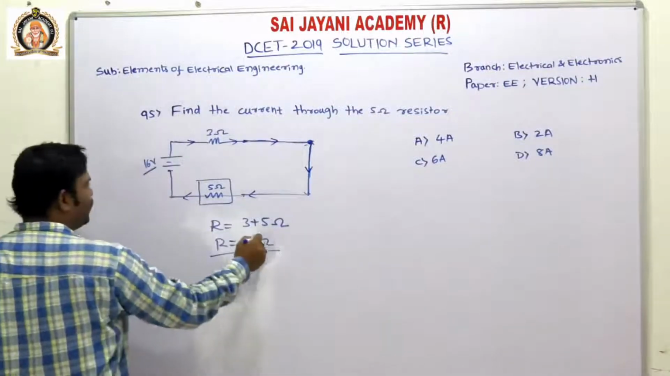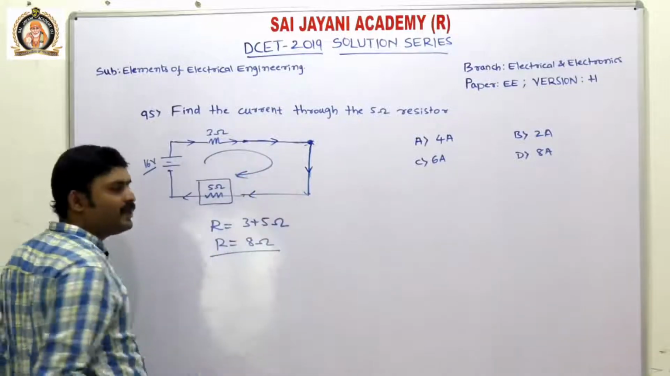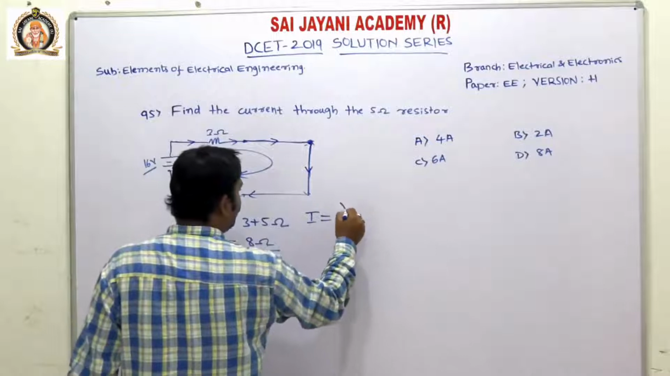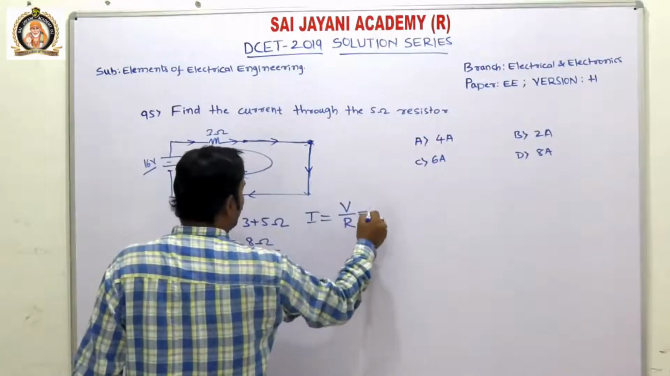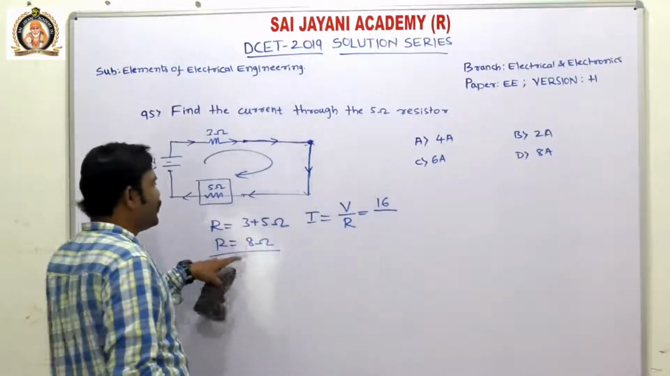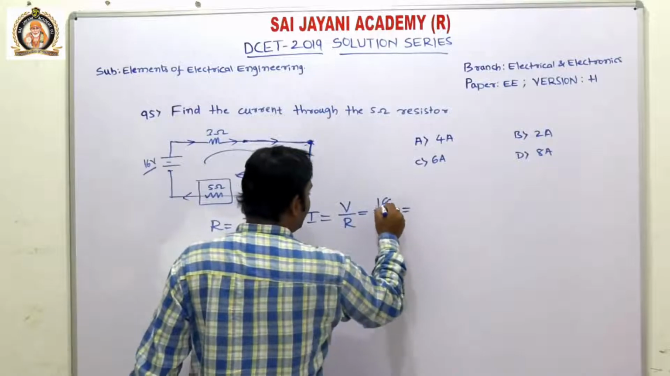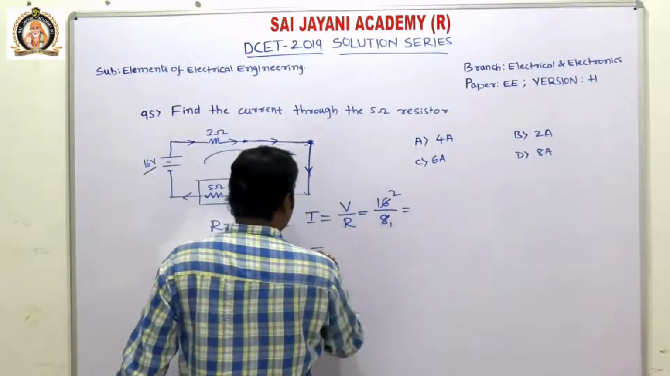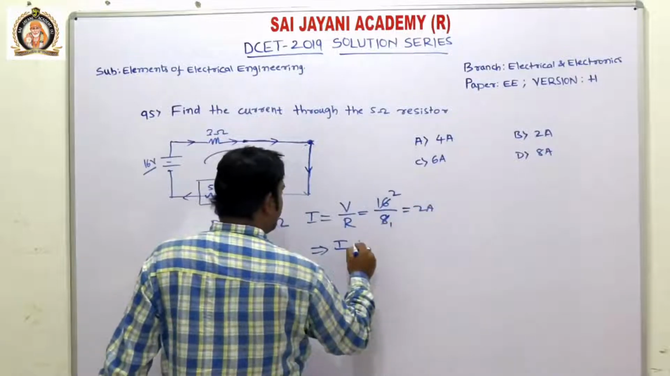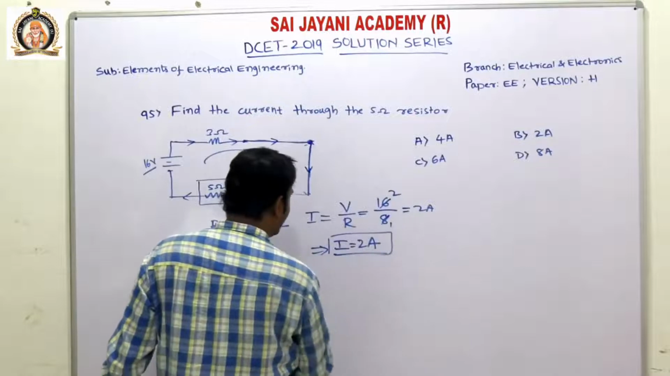Voltage is given, total resistance is given. We can find the current flowing in this circuit. So I equals what? According to Ohm's law, I equals V divided by R. Voltage is 16 volts, resistance is 8 ohms. So 8 ones are 8, 8 twos are 16. That implies current equals 2 amps. So total current flowing in the circuit is 2 amps.